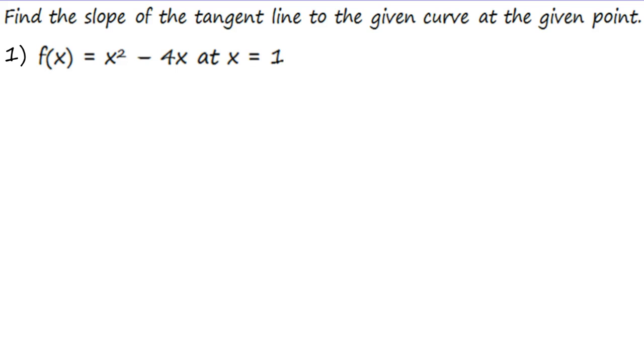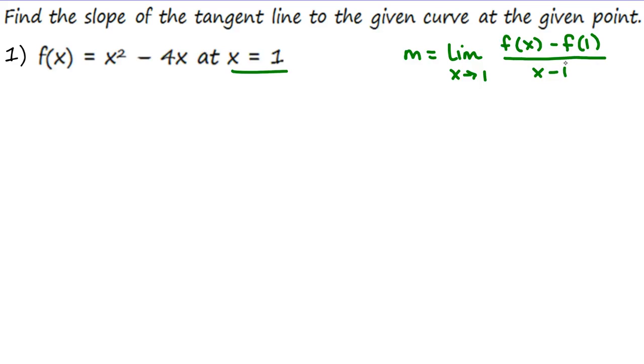Find the slope of the tangent line to the given curve at the given point. So here's our curve, f of x equals x squared minus 4x. And we want the slope of the tangent line at x equals 1. So remember, the slope is going to be the limit as x approaches 1, because that's the point we're interested in, of f of x minus f of 1 over x minus 1. That's just our formula that we wrote on the last slide, but I put a 1 in place of a. That's our a.